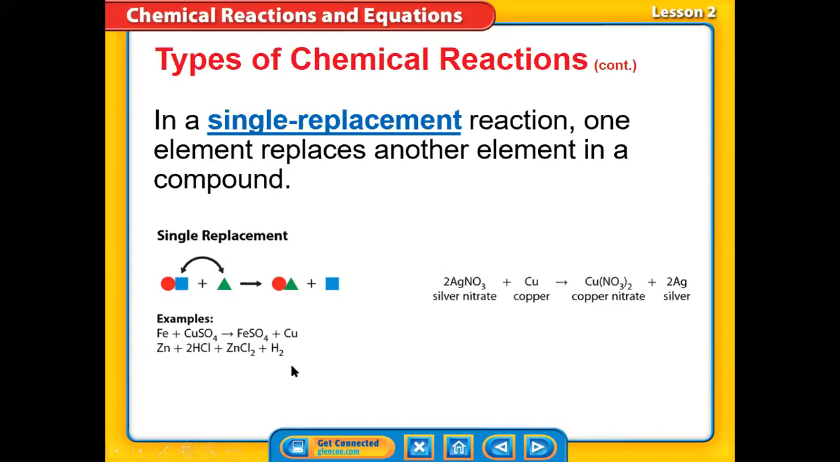So who can tell me what happens here? Yes, Osama? The Zn replaces the 2H. Yeah, the Zn replaces the hydrogen. Okay, so we find that zinc takes the place of the hydrogen, and it combines with chlorine, forming zinc chloride, and hydrogen is kicked out or evolved out.